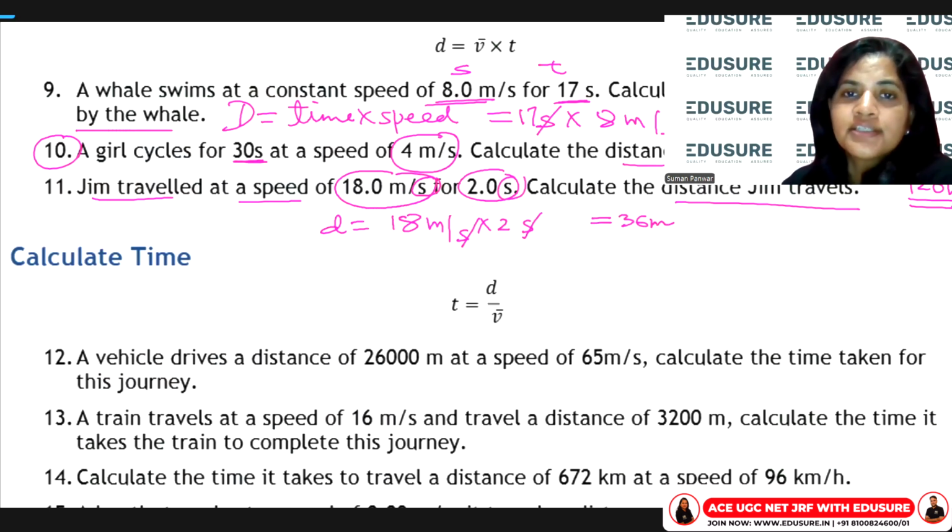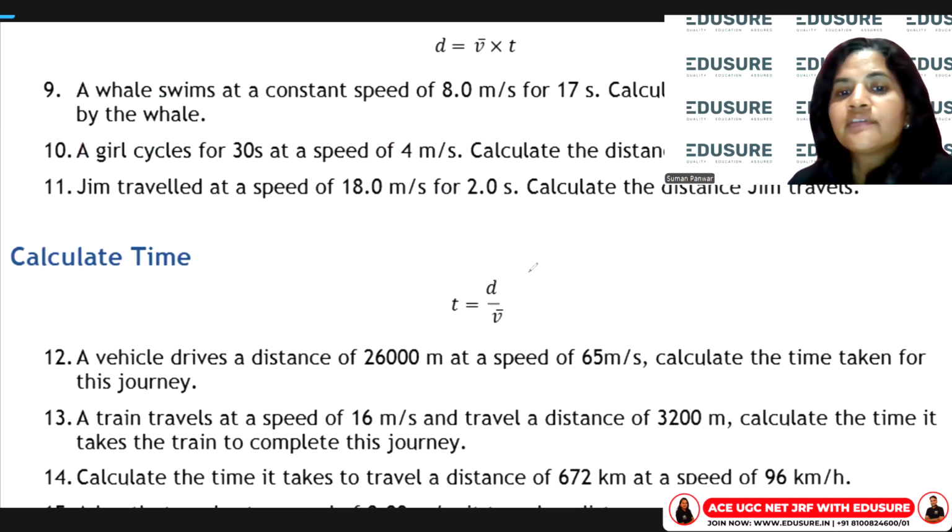So this is how we calculate distance. So we have one simple formula, speed is equal to distance upon time, and we have to now calculate distance. So distance will be speed into time. So only one formula is being used again and again. Now we have to calculate time. So again, time is distance upon speed.